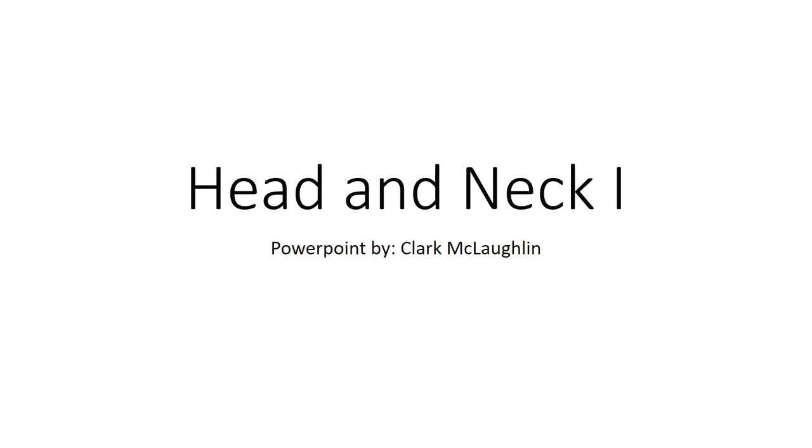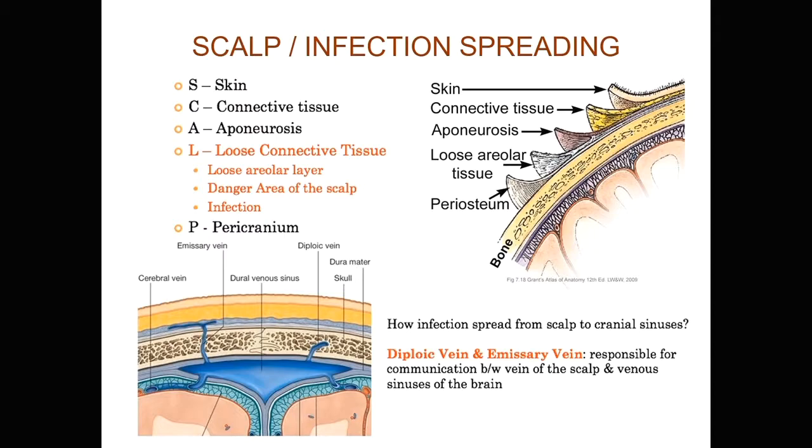To start things off in the head, some of the first things are more of the superficial aspects of this. So first thing, most superficial, is going to be what is known as your scalp and how infections possibly could spread. So the scalp has 5 layers, and they actually correspond to the word scalp, which is quite amazing. So if you look at it this way, S of scalp stands for skin. Then C is going to be your connective tissue. This is going to be your dense connective tissue. You have a lot of blood supply in there.